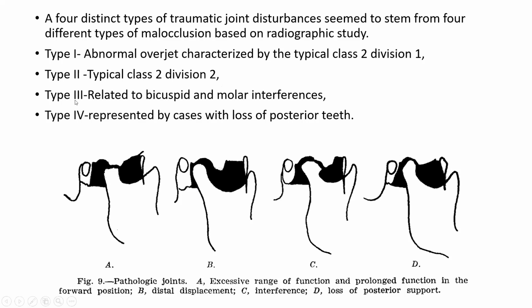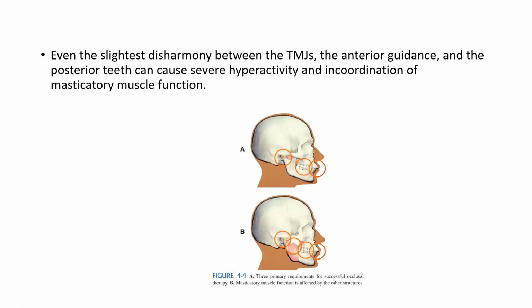And in type 3, there is interference of the movement of the temporomandibular joint due to the bicuspid and the molar interferences. And in type 4, this is generally represented by the loss of the posterior tooth. So even the slightest disharmony between the temporomandibular joint and the posterior support and the anterior guidance could result in abnormal function of the muscles, and this could result in incoordination of the muscle function.